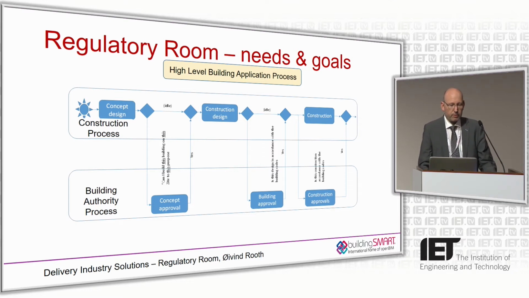We have tried to have a common basis to discuss in this room, so we have developed, or are maybe still developing, a way to describe the process. So we have the construction process, very high level: you ask for concept design, you make a construction design, and you construct. And in the building authority process, you need to apply for a concept approval, a building approval, and a construction approval maybe. This differs a little bit from country to country.